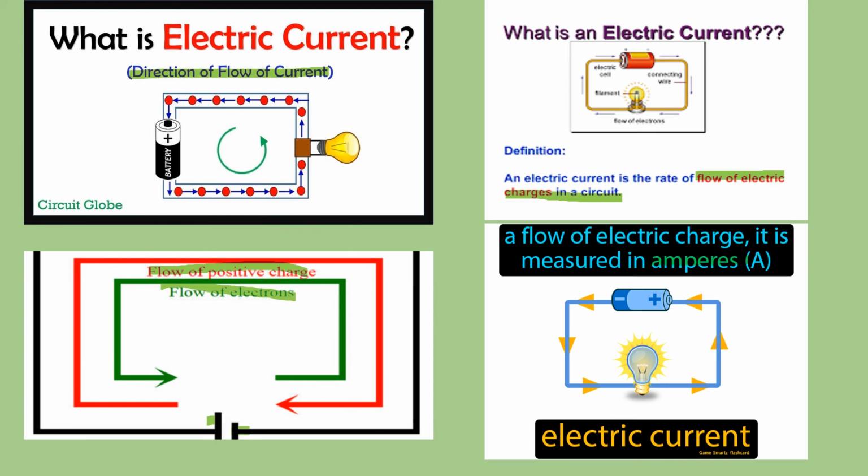So this is, I think, clear that we have talked about the charge, we have talked about the voltmeter, ammeter, and electric potential and potential difference also. Here we are talking about electric current, which we define as the flow of electric charges in a circuit, measured in amperes, and it is measured by the instrument called an ammeter. And in a circuit, the flow of positive charge is always opposite in direction to the flow of electrons.